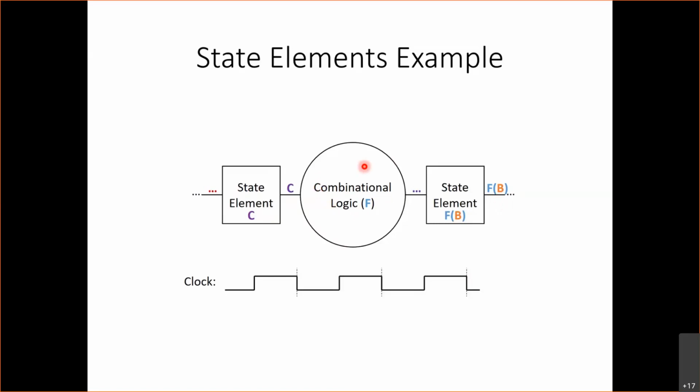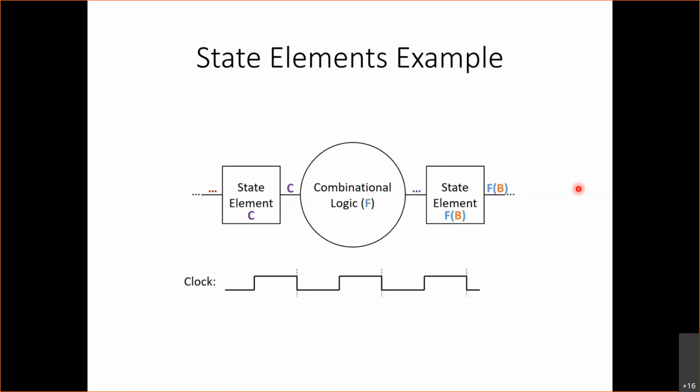Yes. So we can't have that. We need to make sure that whatever combination logic we put in between two state elements can complete in 1 cycle. So if an operation takes 2 cycles, we have to split the combination logic for that operation into 2 parts, do 1 part in 1 cycle, store the intermediate result in a state element, and then do the rest in the next clock cycle. Very good question.